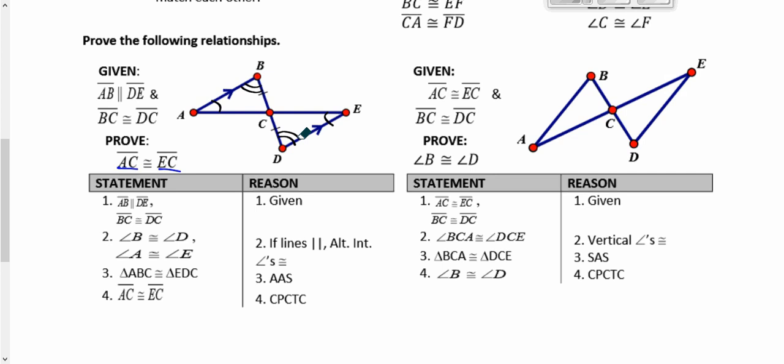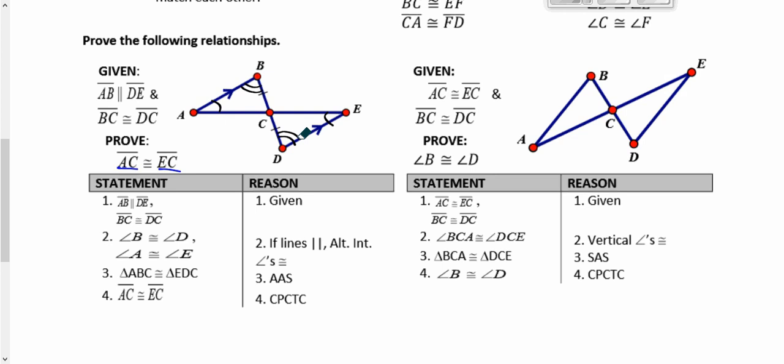Well, angle, side. Triangles congruent, right? Now, since the triangles are congruent, what can you say about AC and EC? They're congruent. Why? Right? So here's our proof. Of course, the given. Right? Parallel, these guys are congruent.